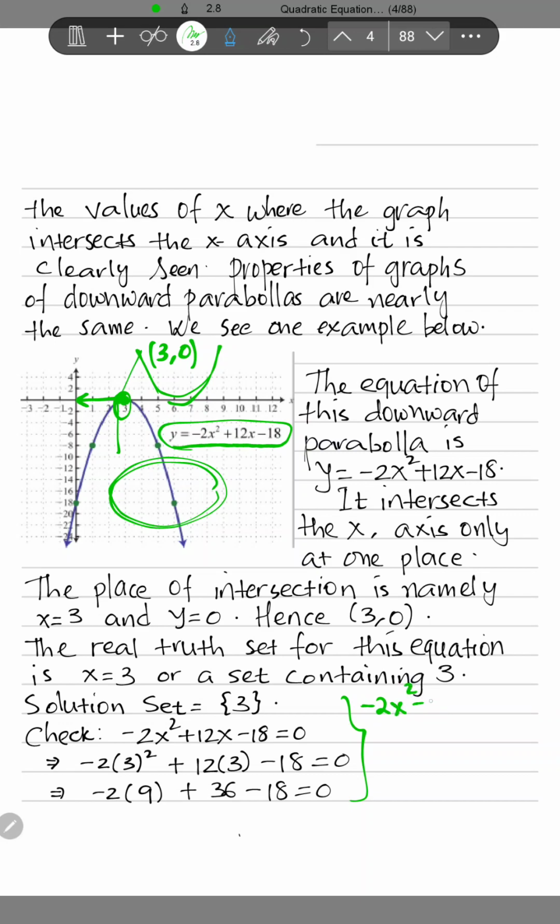Minus 2x squared plus 12x minus 18 is equal to 0. Here you can put 3 in place of x: minus 2 times 3 squared, which is already written here, plus 12 times 3 minus 18 is equal to 0. This is minus 18, plus 36, and minus 18. Of course, 0 is equal to 0. So we have a true statement, 0 equals 0. So the solution of this quadratic equation is x equals 3.